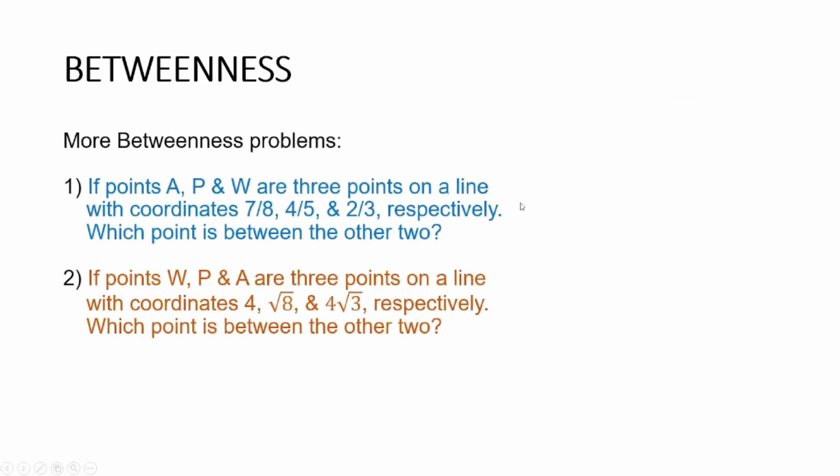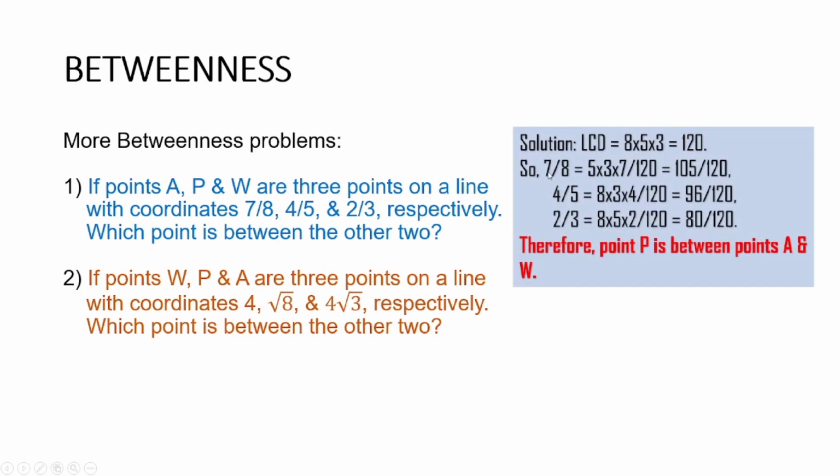So there are other questions pertaining to betweenness, asking us to find out which one is between, given the 3 points as fractions and right here as radicals. So to answer the first question, class, all you need to do is to find the LCD of the 3. Finding the LCD of the 3 gives us 120. And what we do, we convert each into like fractions.